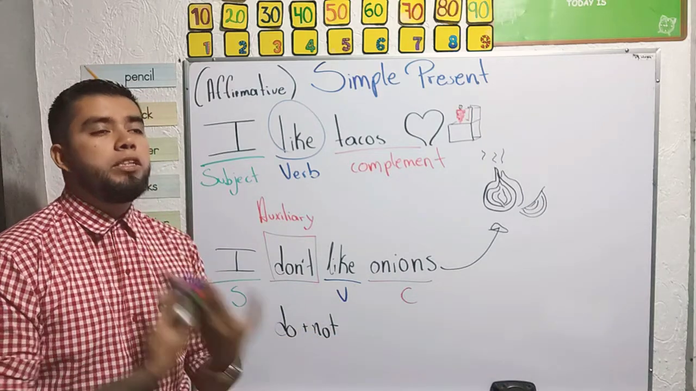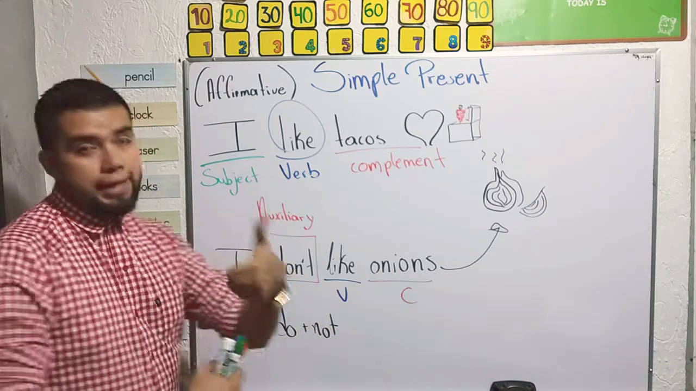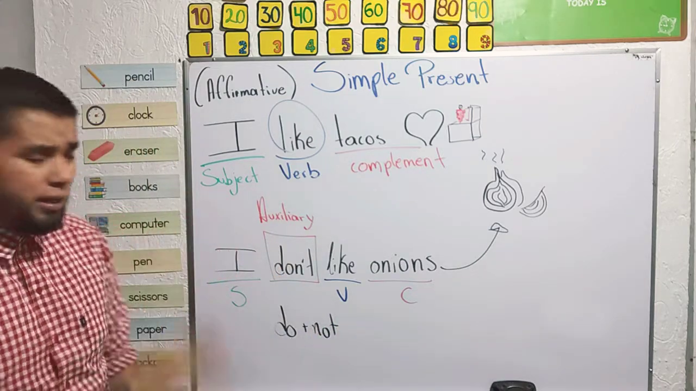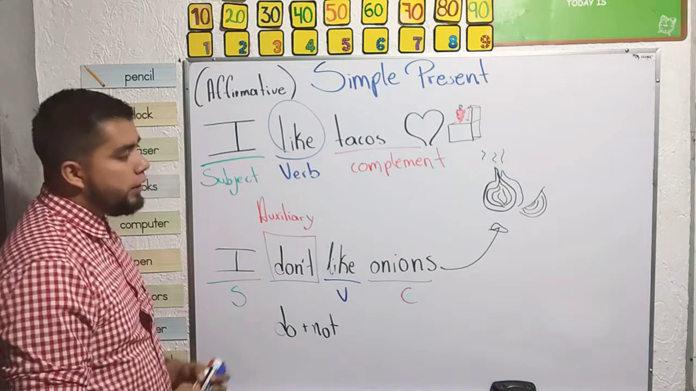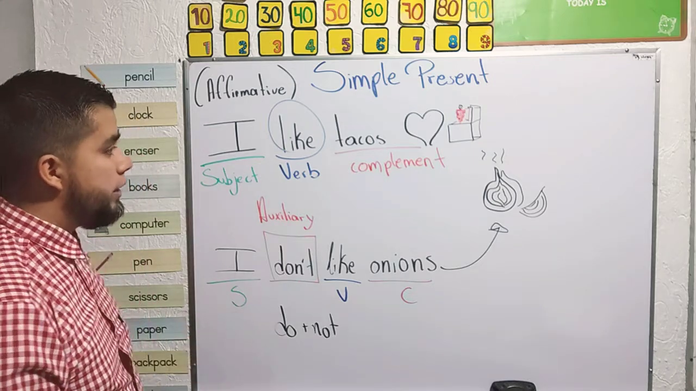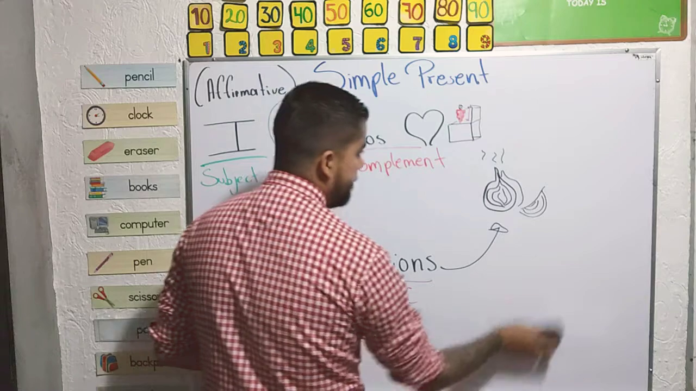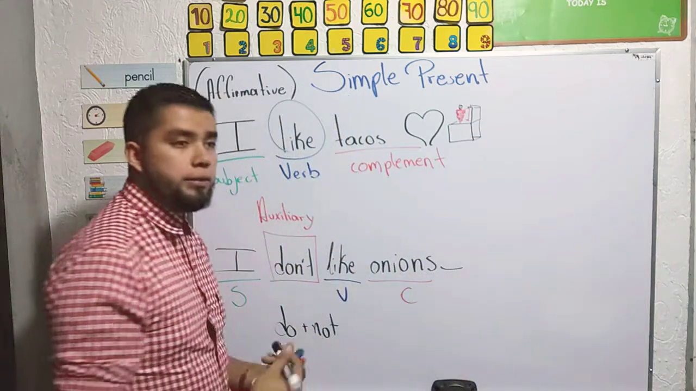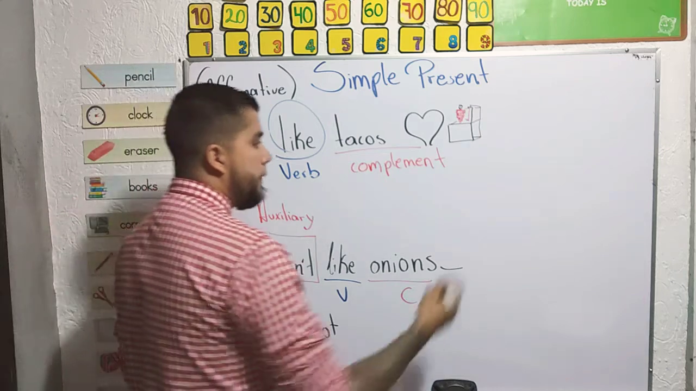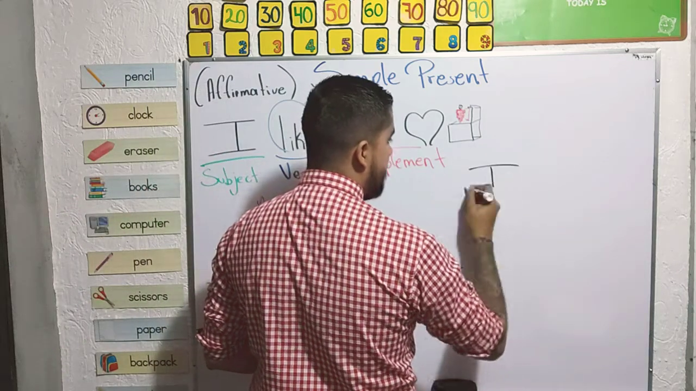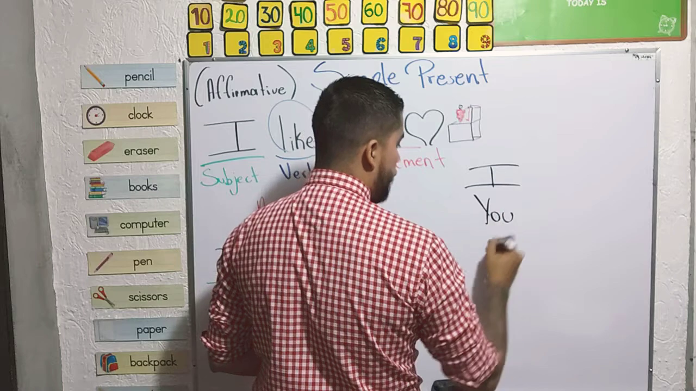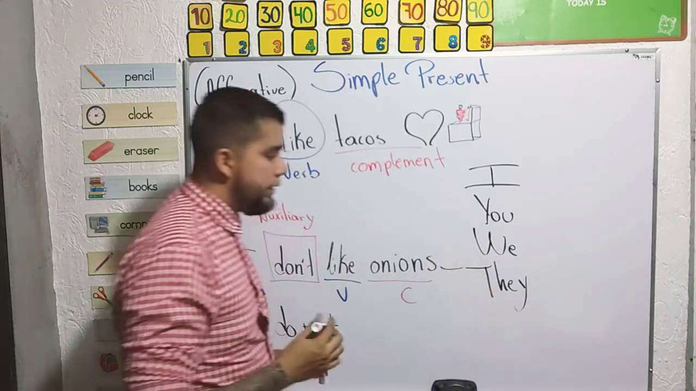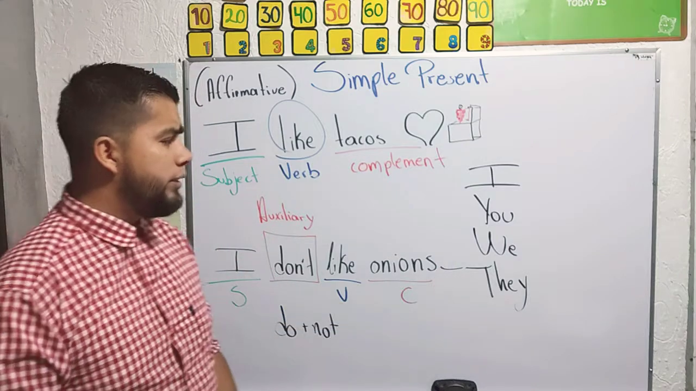I am expressing my preferences. I like onions, affirmative. And I don't like onions, negative. So, things that we have to take into account. I'm going to erase this. When I'm talking in simple present, I have my subjects. In this case, I, you, we, and they. For the moment, we're going to concentrate on this form.